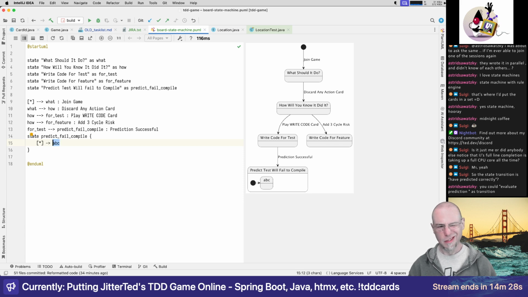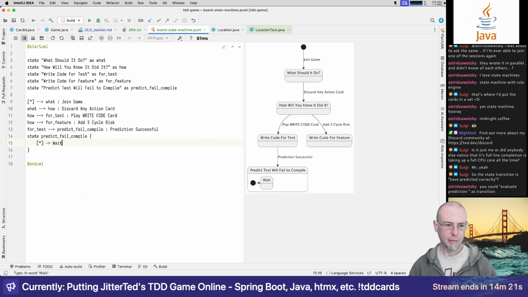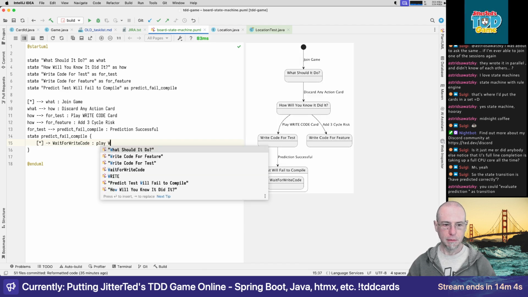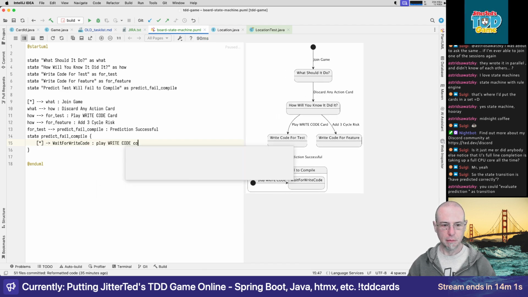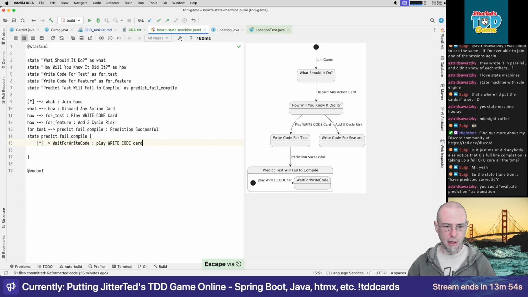I think this is, oops. So I think you basically enter this state. The next thing you have to do that will move you along is you play a write code card. God, these autocompletes are really annoying. Playwright code card.